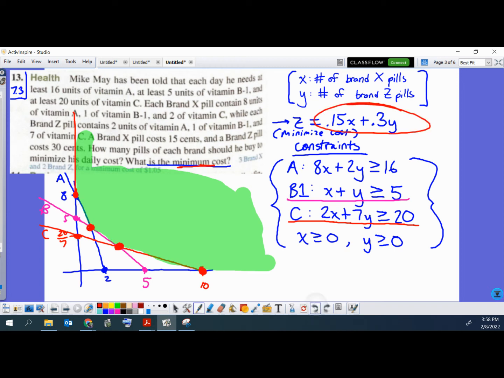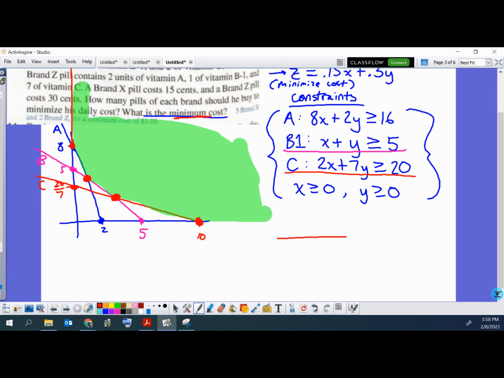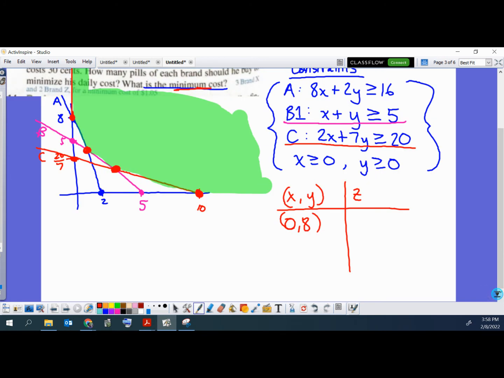So we're going to set up our table. And we're going to do x comma y with our corner points, and then z over here. And our corner points are just 0, 8, and 10, 0, right? Then we're going to have two intersection points in here. They don't have to be in that order, whatever. Anyway, the two intersection points.